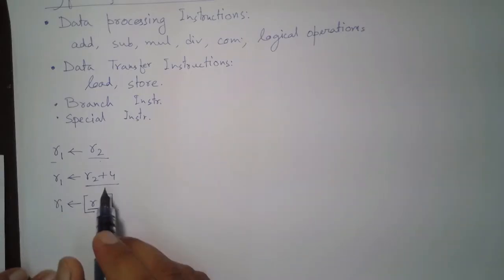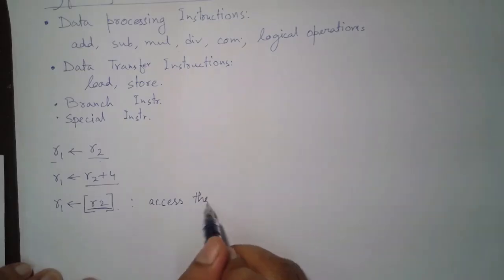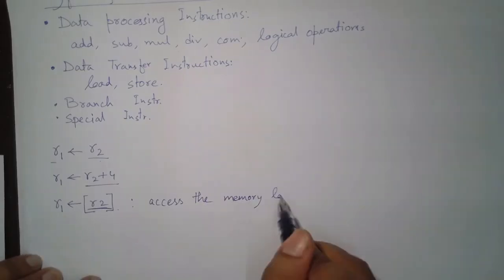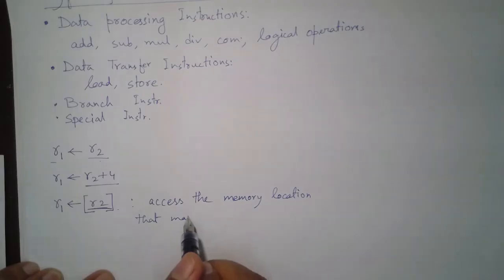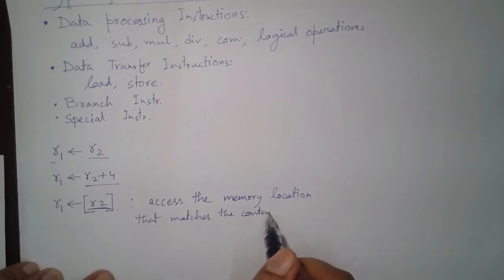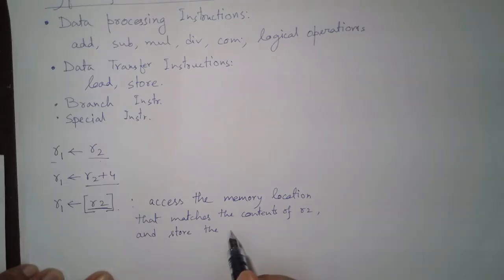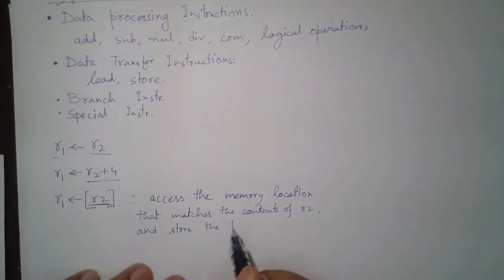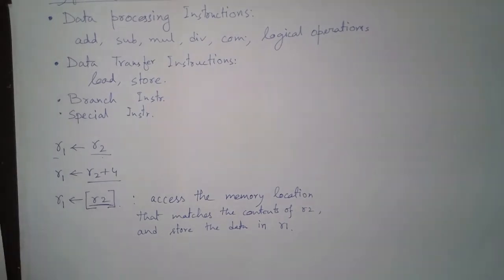So, basically access the memory location that matches the contents of R2, and then you store the data which is there in that address in register R1. All right. So, these notations will become handy when we discuss addressing modes.